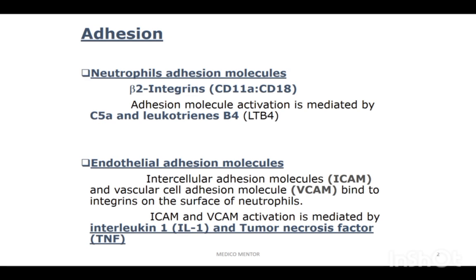The beta-2 integrins are activated by the mediators C5a and leukotrienes B4. Similarly, the ICAM or the intercellular adhesion molecules are activated by interleukin 1 and tumor necrosis factor.